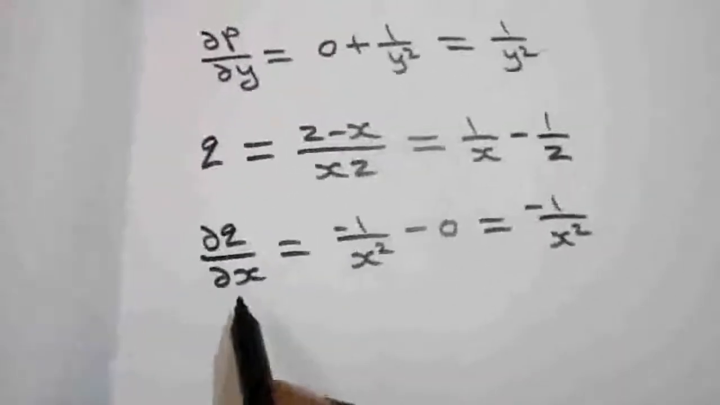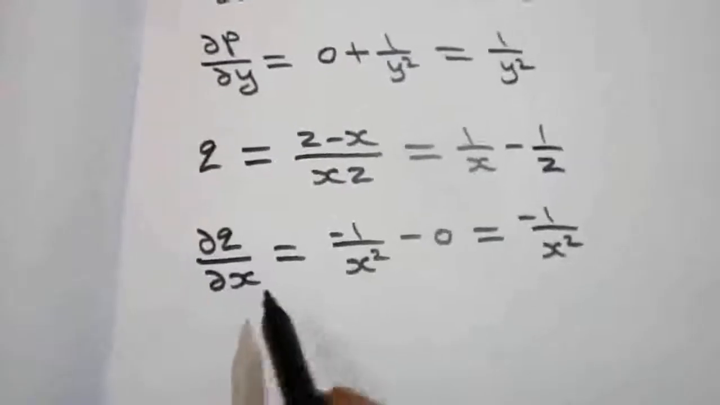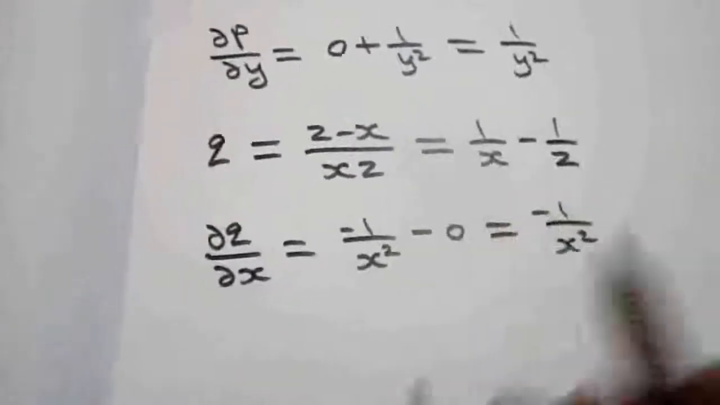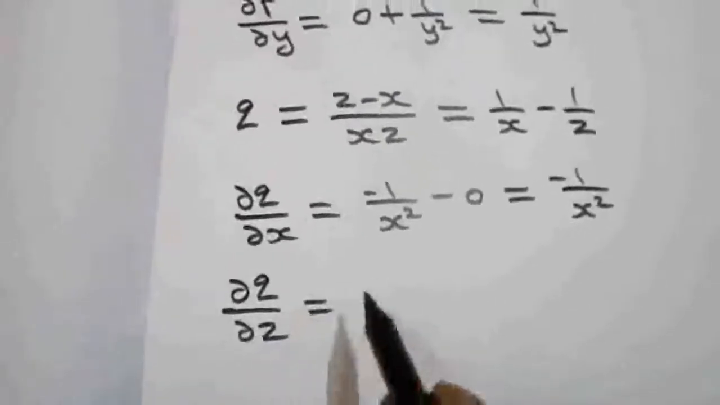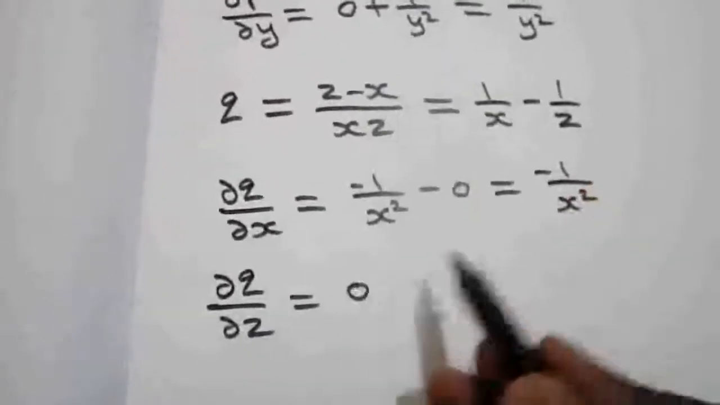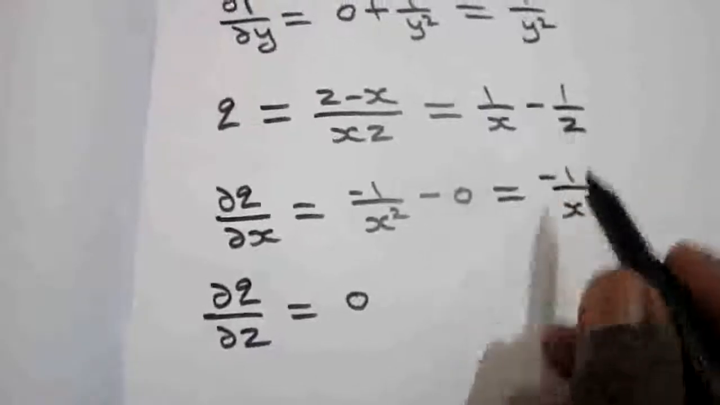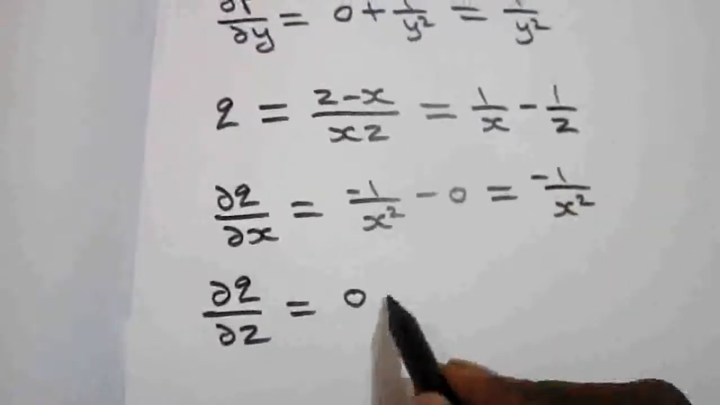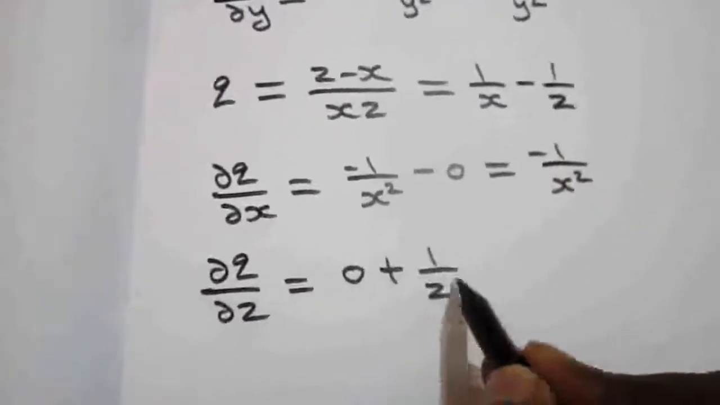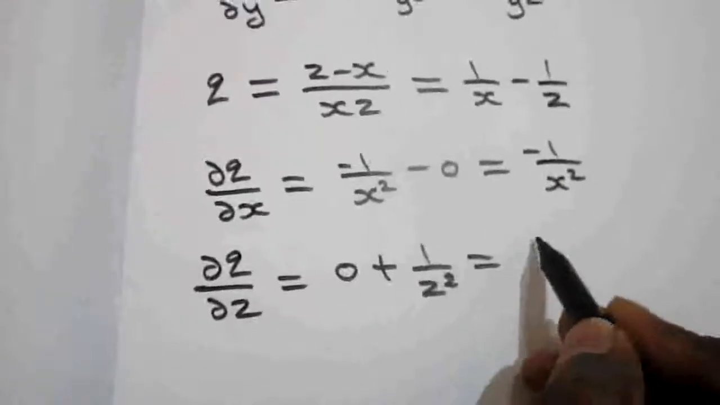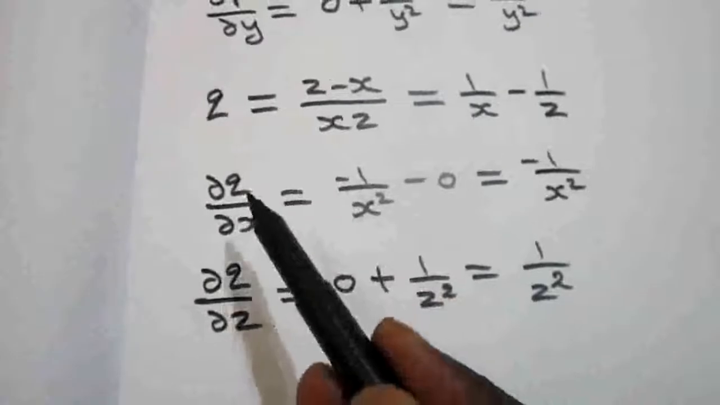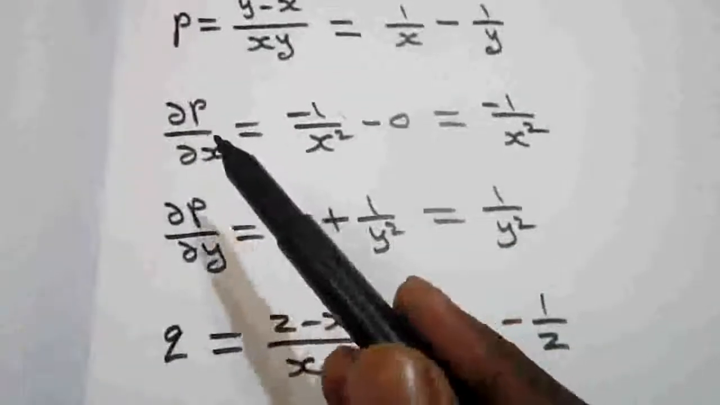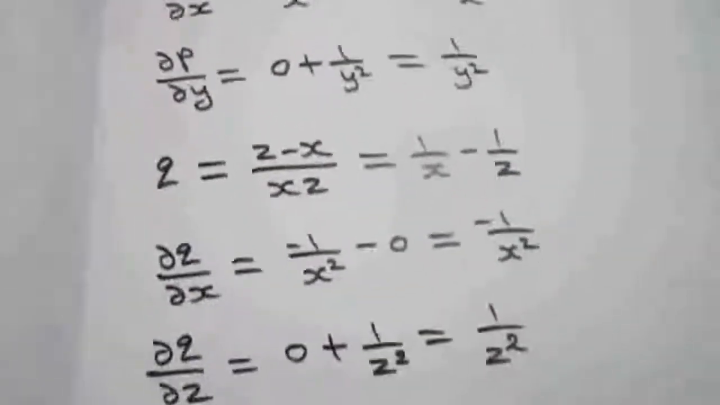Next I am going to differentiate with respect to z. We cannot differentiate with respect to y because there is no y. So dou q by dou z. Now this differential is 0 because it is with respect to z. Now 1 by z differential minus 1 by z square, so minus of minus, plus 1 by z square, which is equal to 1 by z square. So from q we found dou q by dou x and dou q by dou z. From p we found dou p by dou x and dou p by dou y.